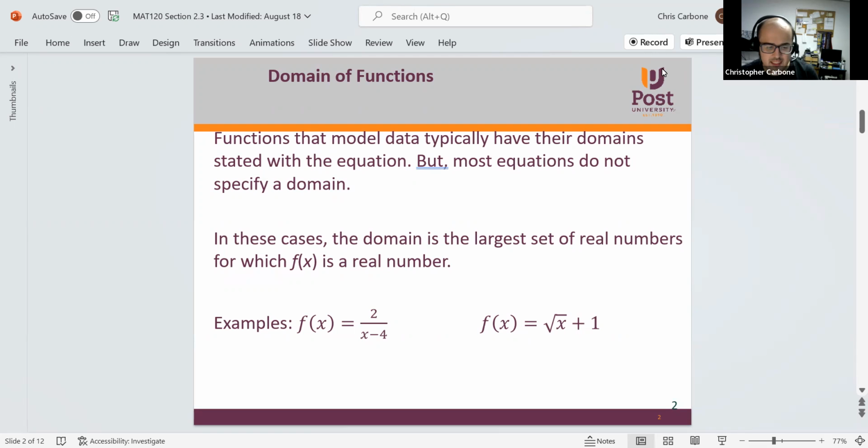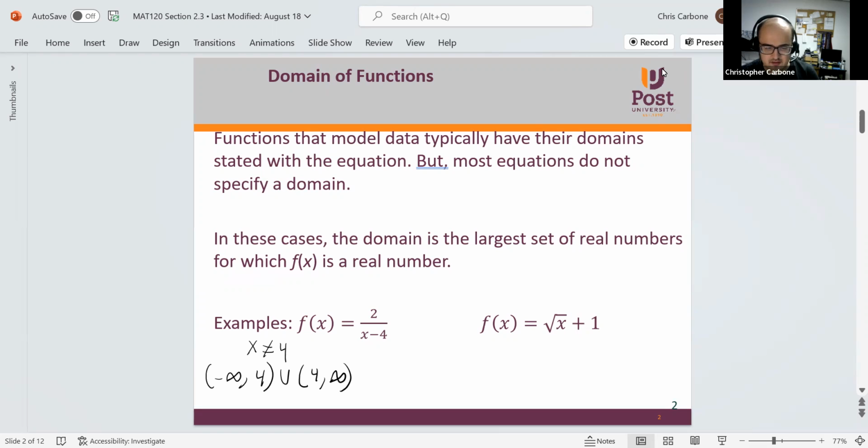For example, f of x is equal to 2 divided by x minus 4. The only time this is not a real number is when we divide by 0, which just means that x cannot be 4, because if it was, we'd be dividing by 0, and that's not good. So in interval notation, that'll be written as negative infinity to 4, union 4 to infinity, surrounded by parentheses.